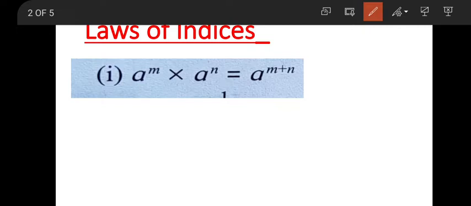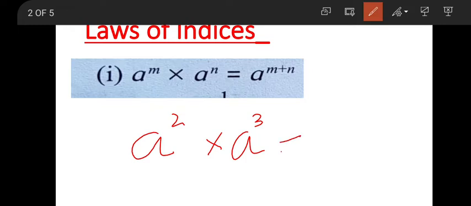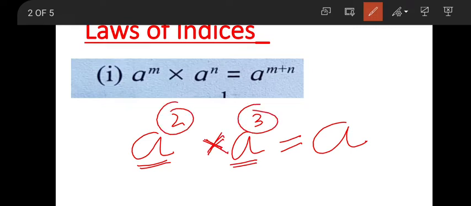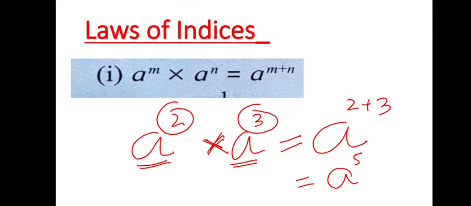For example, a raised to 2 multiplied by a raised to 3. Suppose this is the question, it will be a raised to... See, the bases are equal. There is a multiplication sign in between, so their powers will be added. So a raised to 2 plus 3. It will become a raised to 5. Okay. So this is the first law of indices.